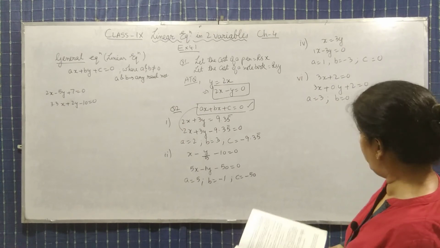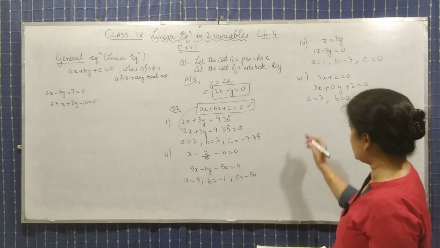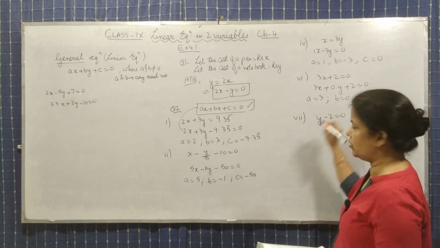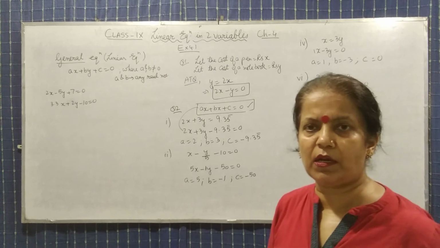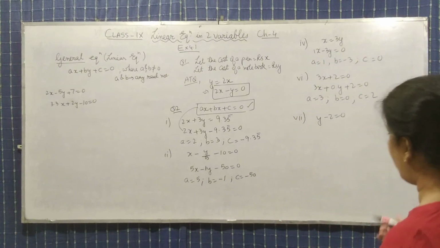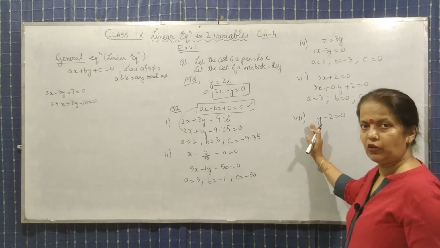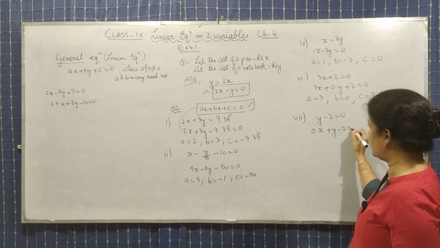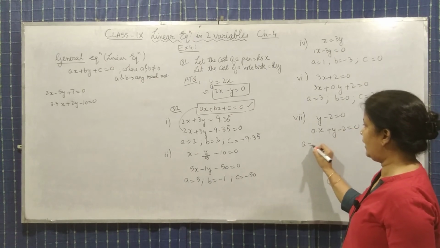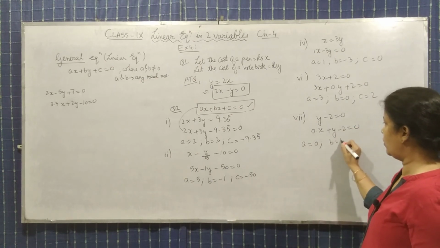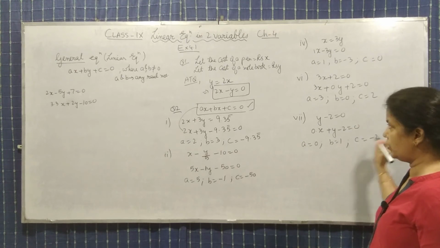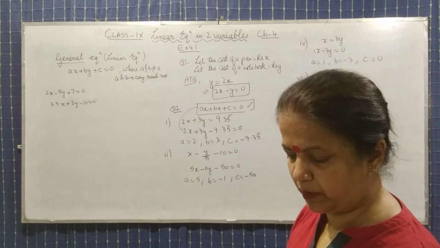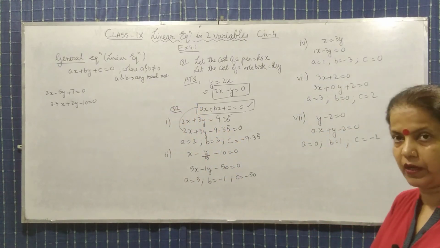Now one more part I am going to take, that is the 7th. In the 7th, it is written y minus 2 equals 0. So again express it in the linear form. The x value is not there. So you can rewrite it as 0 into x plus y minus 2 equals 0. Now a equals 0, b equals 1 and c equals minus 2. You have to compare with the general linear form ax plus by plus c equals 0.